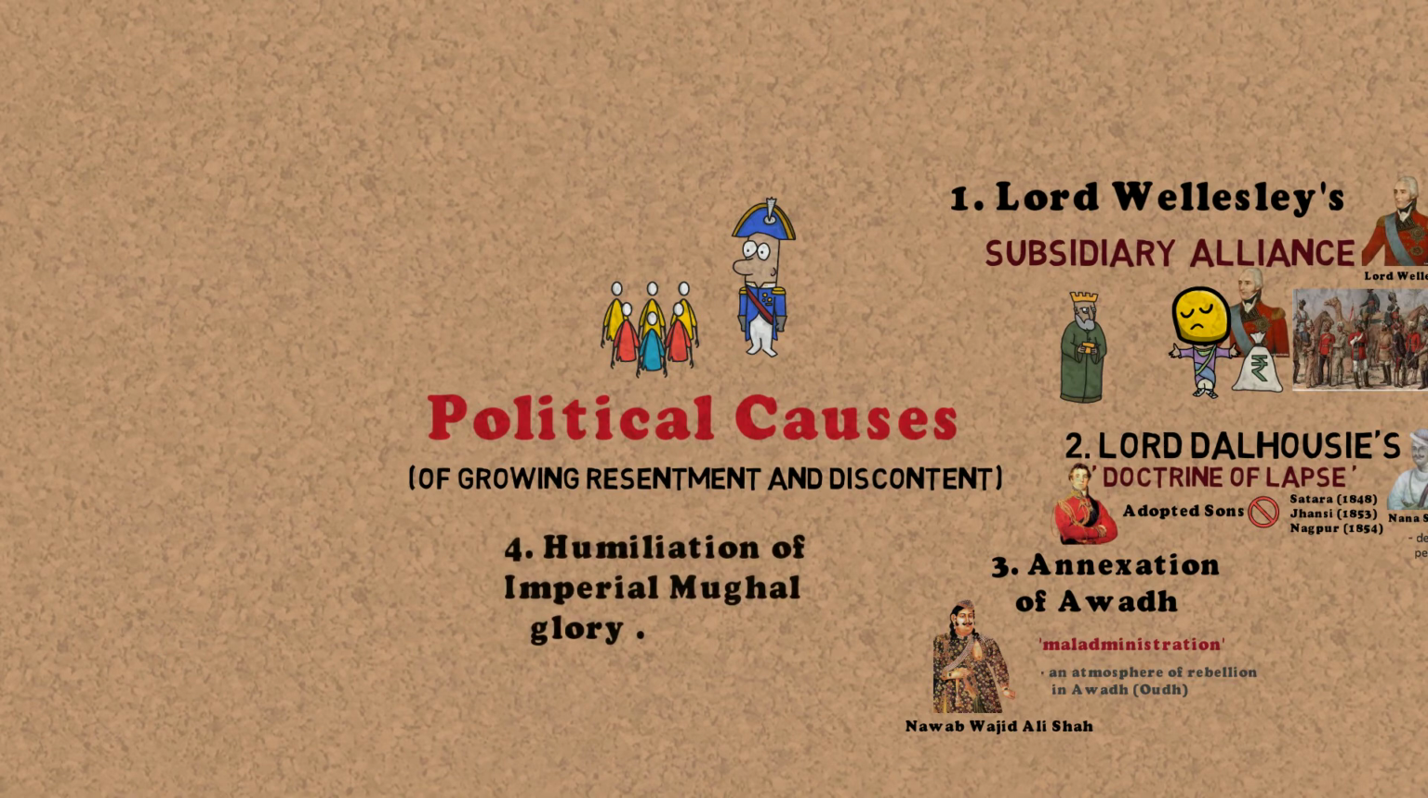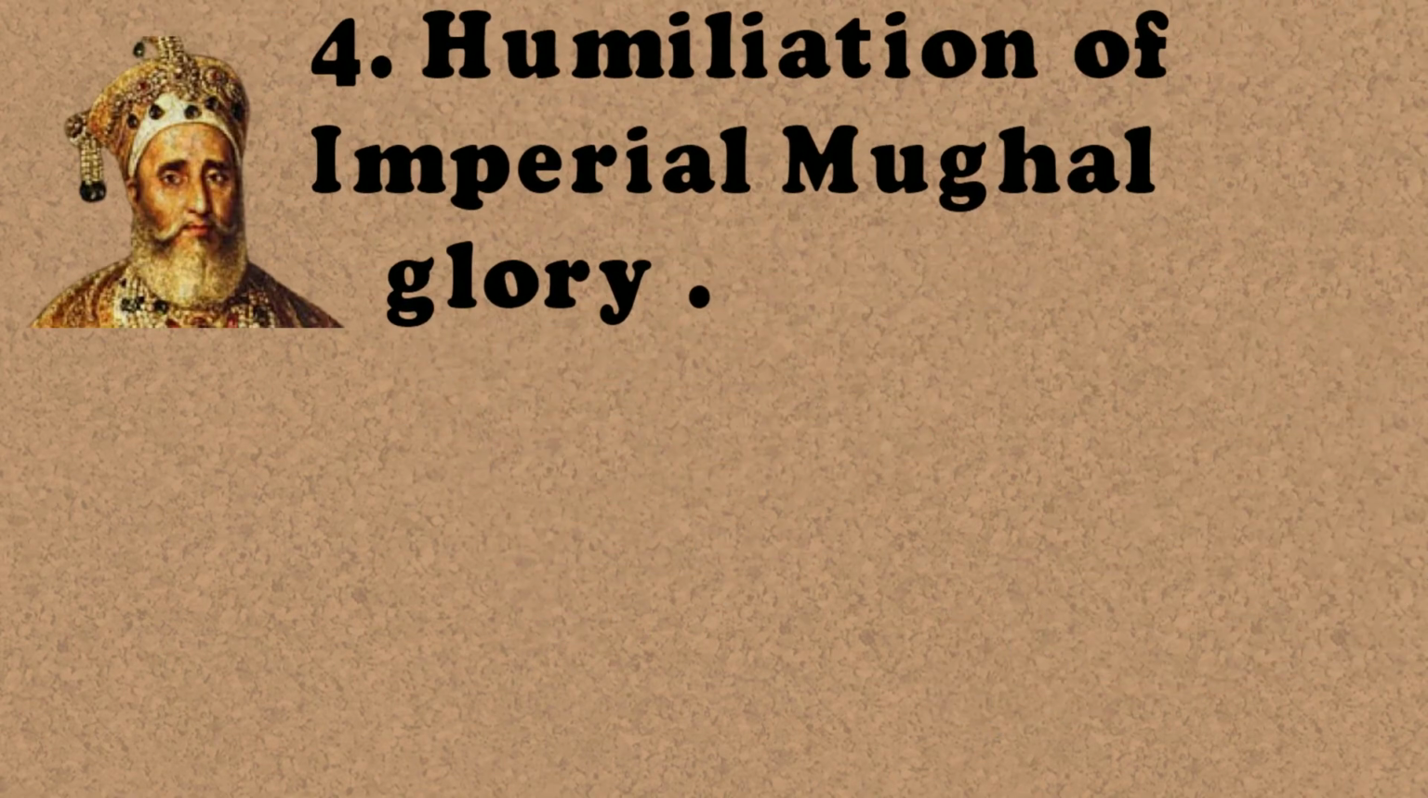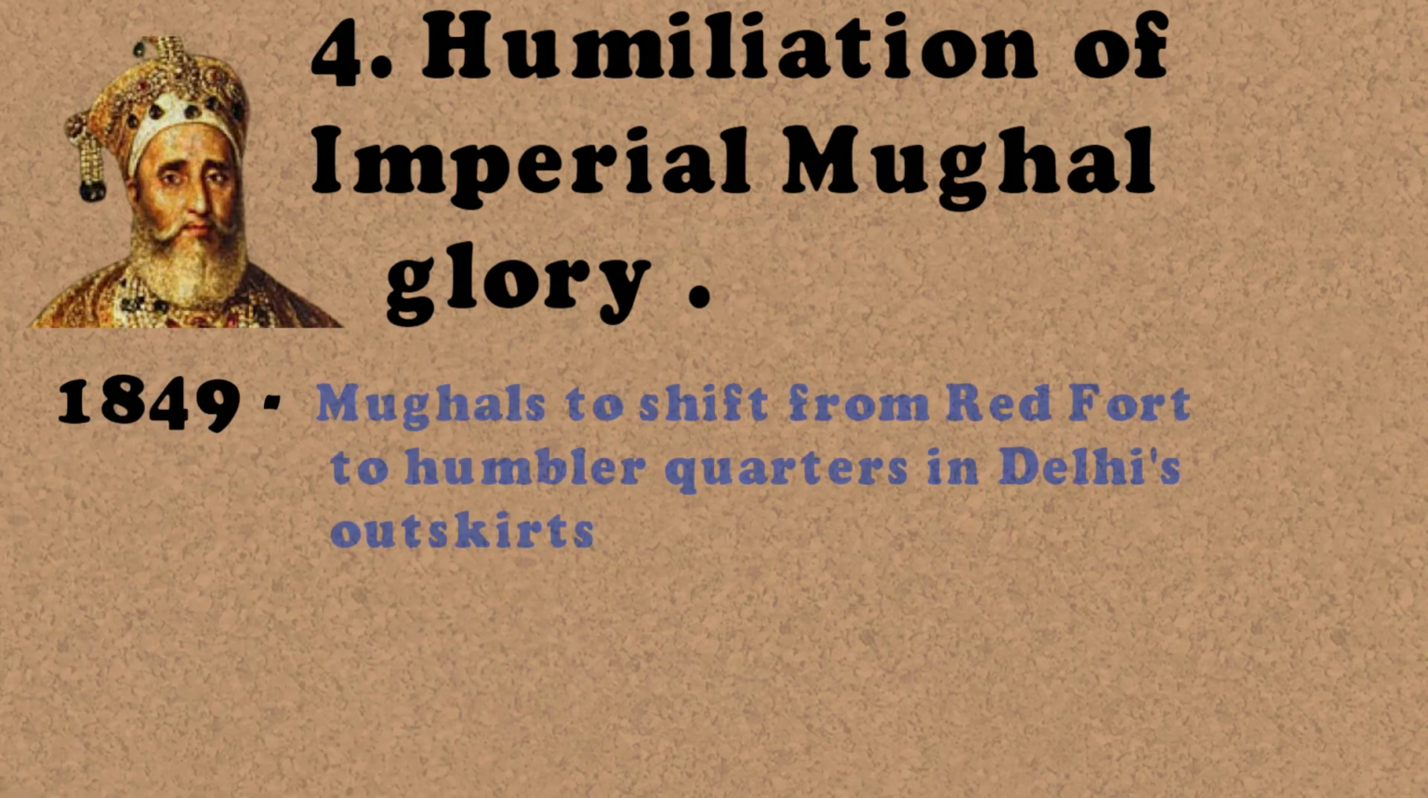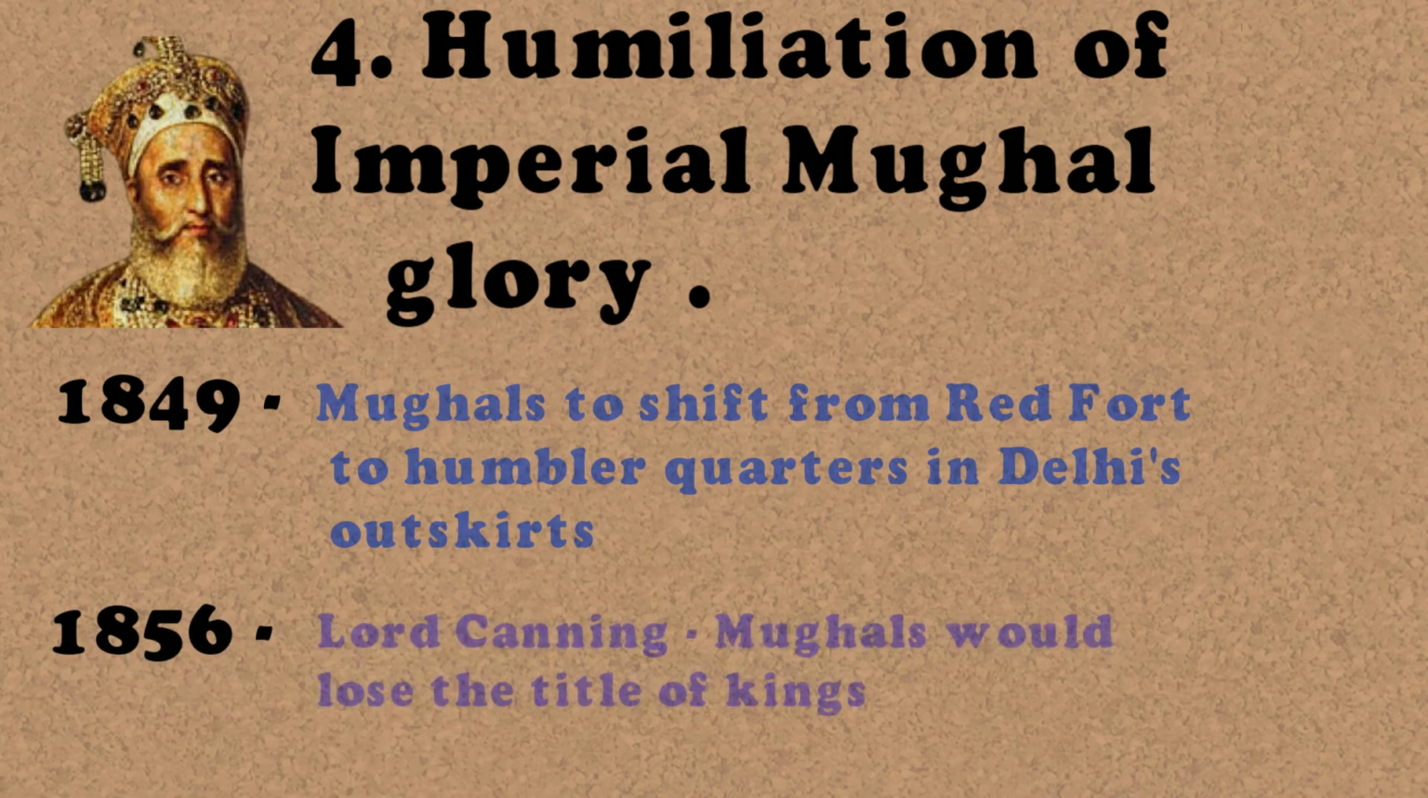The next cause was the humiliation of the Mughal imperial glory. In 1849, it was decided that the Mughal successor to Bahadur Shah would have to shift from the Red Fort to smaller quarters in Delhi's outskirts. In 1856, Lord Canning decided that the Mughals would lose the title of kings and be mere princes. So naturally, not only the Mughals but their loyal subjects were also angry over this humiliation by the British.